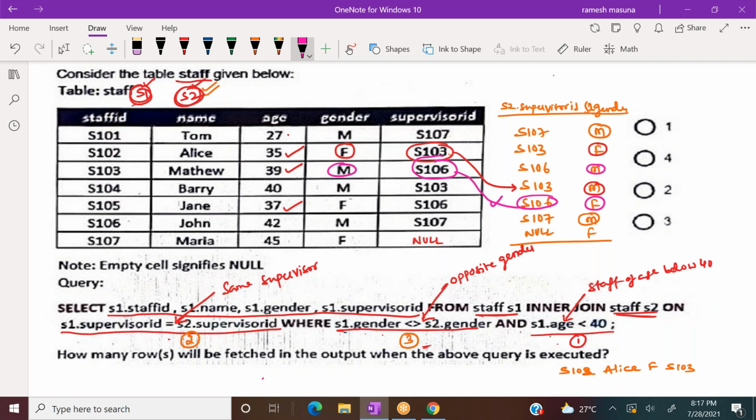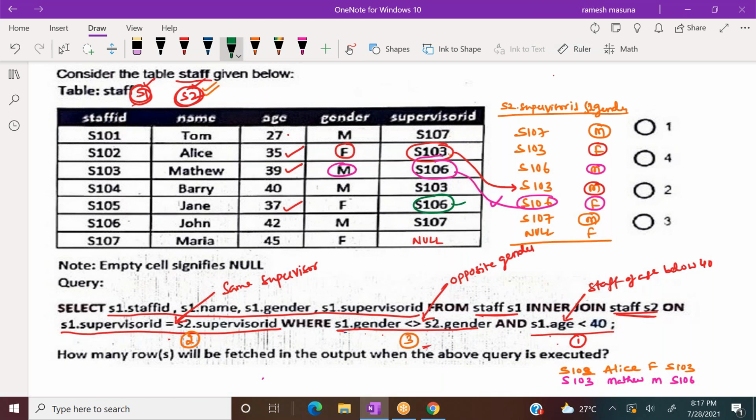So what tuples are selected? S1 staff ID. What is the staff ID of this? S103. And what is the name? Matthew. And what is the gender? Male. And supervisor ID is S106. This tuple also is in the output. And last one, you check with this.